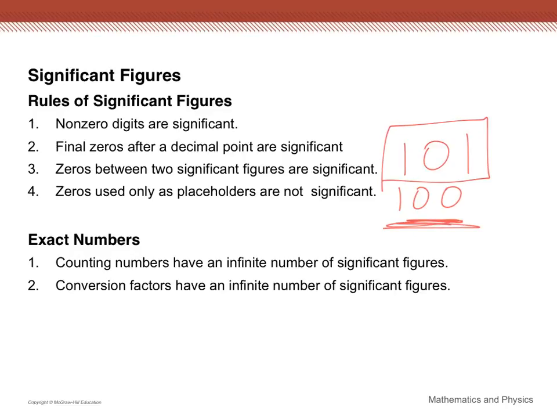If we have exact numbers like counting numbers 1, 2, 3, 4, 5, those have an infinite number of significant figures, and conversion factors have an infinite number of significant figures. So we're saying that they're exact. Their significance goes on forever.